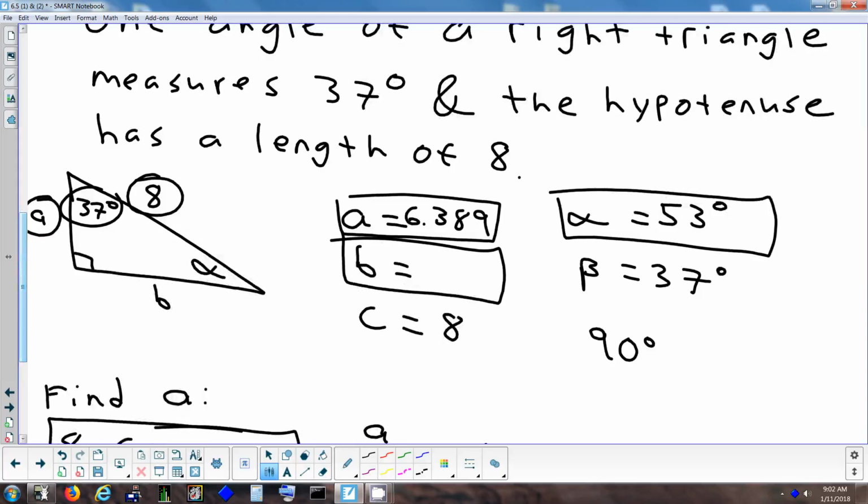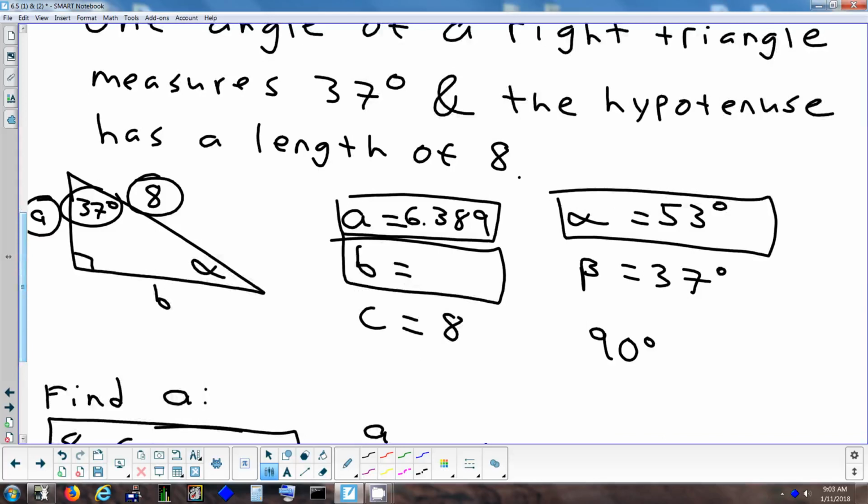Can someone give me one way that I could get B now that I know the other two sides? Yeah? You could use sine opposite over hypotenuse of 37. Okay, so that's actually the better way. I want to do it that way. I was trying to lead someone into saying something else by now that I know the other two sides, but that is the way you want to do it. But there's another way you could do it, but I'm going to have an issue with that.